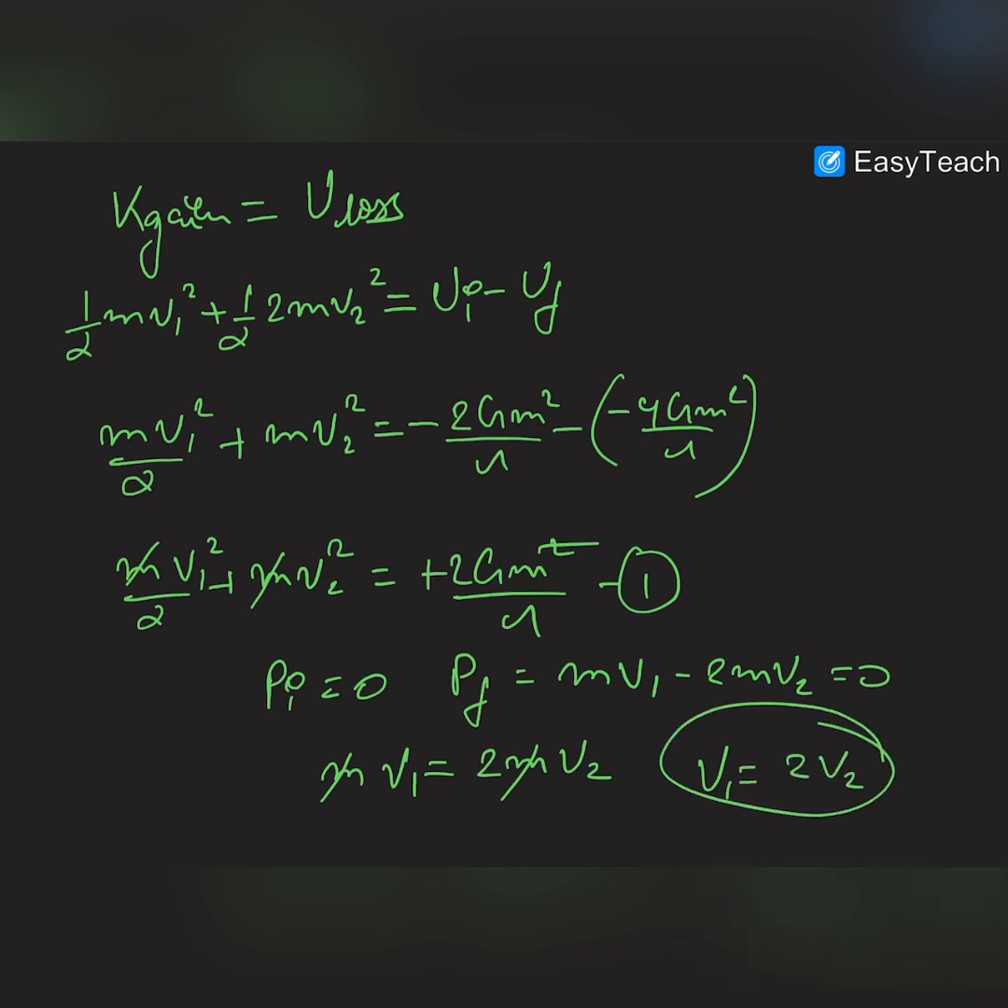Now we can use v1 equal to 2v2 and substitute the value of v1 in the first equation, which we have already done. Substituting v1 here, it would be 4v2 square by 2, so it is 2v2 square plus v2 square.